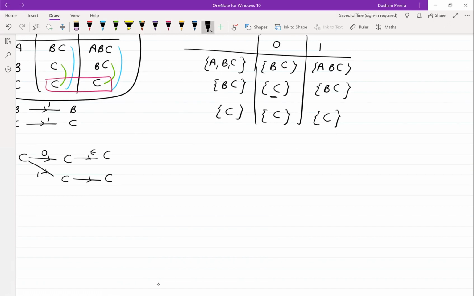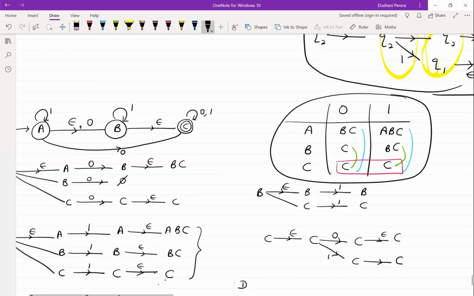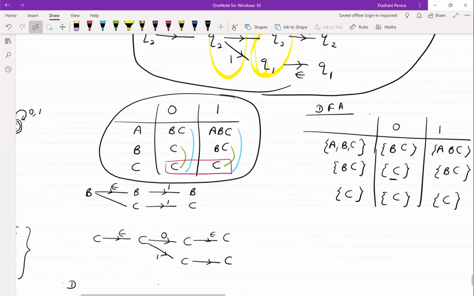So who are my final states? C is anyway a final state in this NFA. Other than that, we discussed in the morning that if there is any state from which you can reach the final state upon seeing no symbol at all, which means epsilon, then they should also be final states. Which means here A and B also should be final states when you draw the DFA, because when you're at A and B, you can simply go to C without seeing anything.